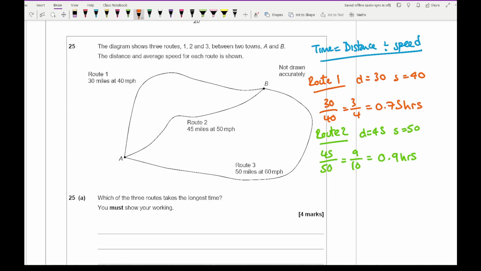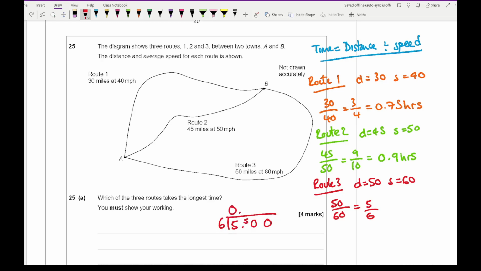And then for route 3, the distance is 50, the speed is 60, so I'm going to do 50 divided by 60, and that will give me 5 over 6. And then if I do 6 into 5 to convert that into a decimal, 6 into 5 is 0, 6 into 50 goes 8, remainder 2, then 6 into 20 goes 3, remainder 2, and it's going to keep giving me 3, so that becomes 0.83 recurring hours.